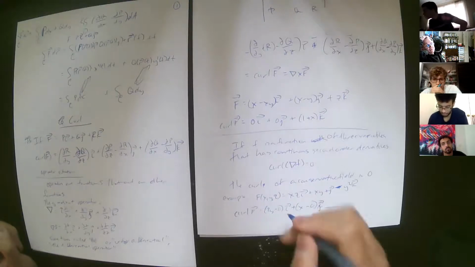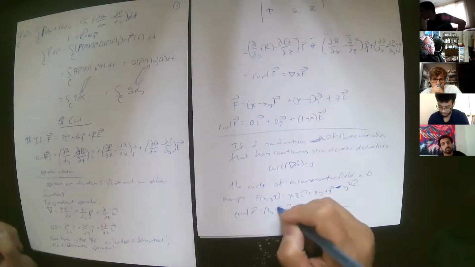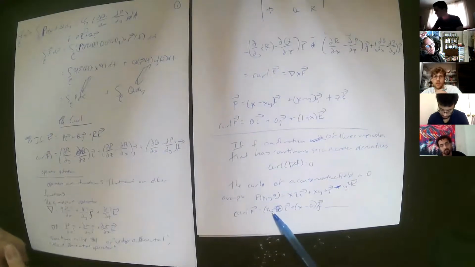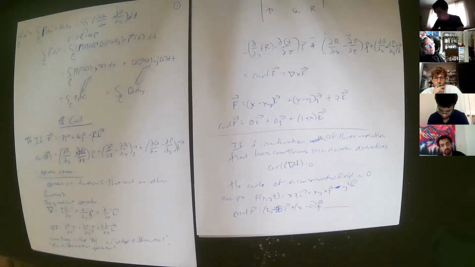No. I made a computation error, but that's fine. This is still non-zero. So a vector field that is conservative must have 0 curl everywhere.